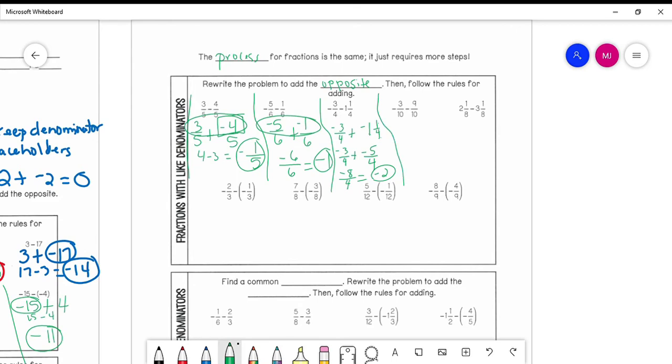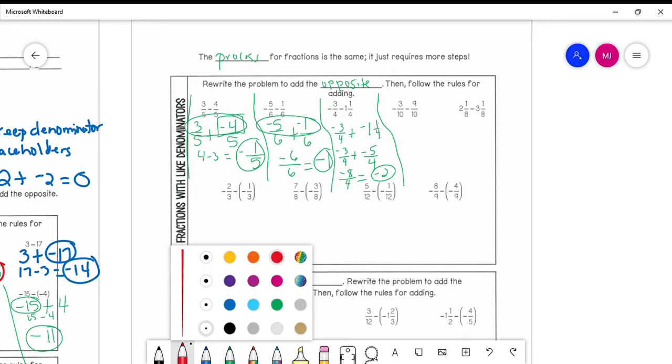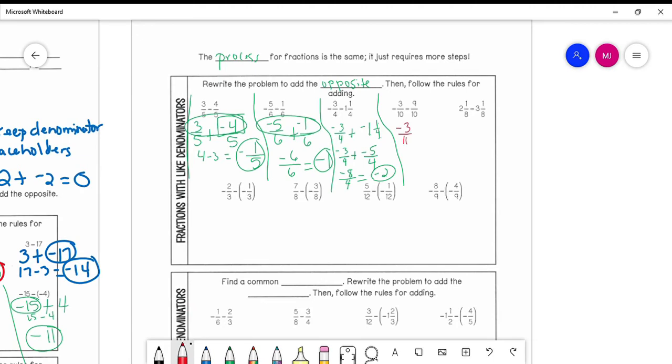Okay, so we're going to add the opposite. Okay, so keep the first number. Add the opposite. Focus on the numerators. Signs are the same. Add them together. 9 plus 3 makes 12. So it's negative 12 over 10.